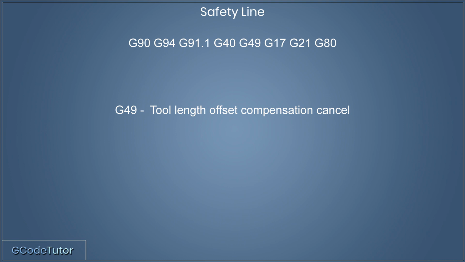But G49 is a tool length offset on the Z. So this is the length of the tool. And this cancels any compensation on the tool length, and we would add the correct tool compensation on the following lines. So this just zeros our tool length offset.